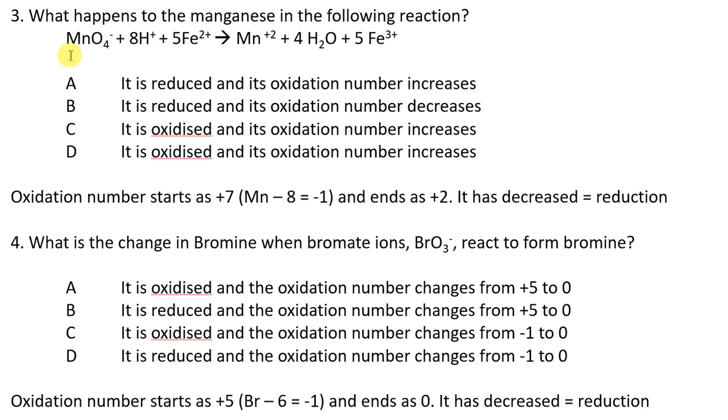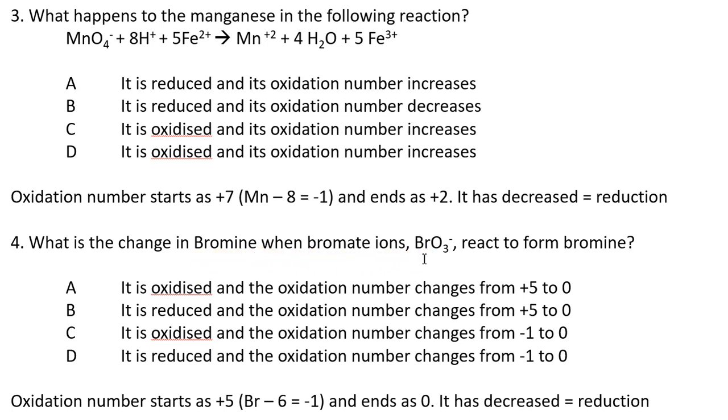We can do this by considering oxidation number. Manganese starts off as MnO4-. Oxidation number starts off as +7. Ends as +2. It's decreased. I almost typed it's been reduced. That's reduction, and my oxidation number has gone down. So B.